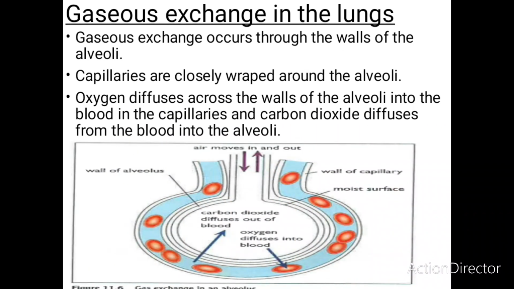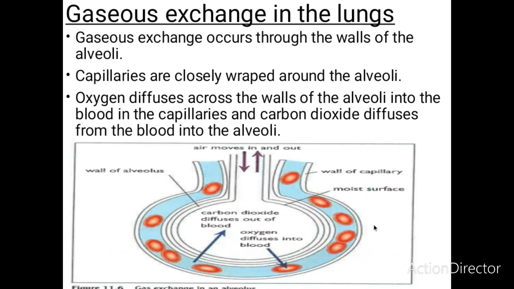I mentioned in the previous slide that gaseous exchange occurs through the walls of the alveoli, and that capillaries are closely wrapped around the alveoli. So oxygen diffuses across the walls of the alveoli into the blood in the capillaries, and then carbon dioxide diffuses from the blood into the alveoli.